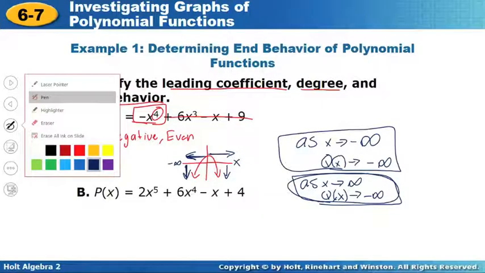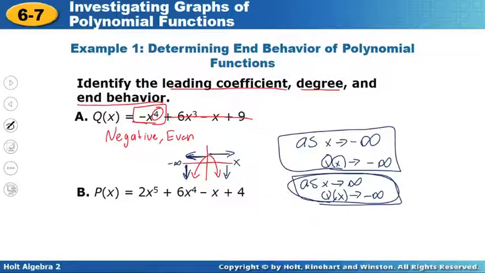So for B, we're just looking at whether it's even or odd, and positive or negative. Let's look at the coefficient. It's a positive number, so I know this is a positive function. And it's an odd exponent, so it's an odd function.